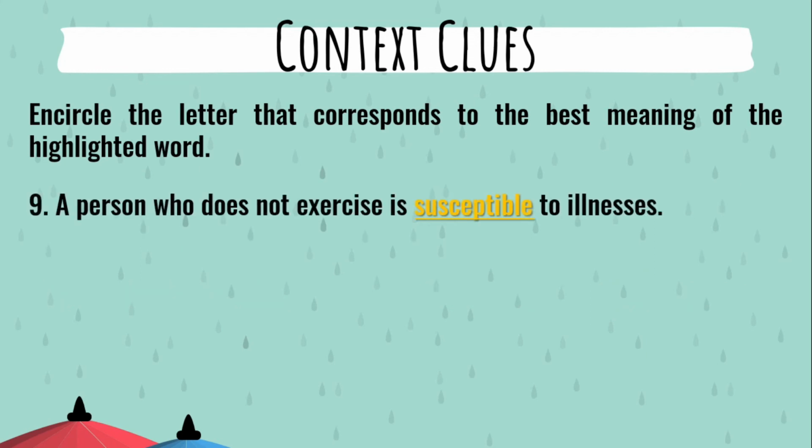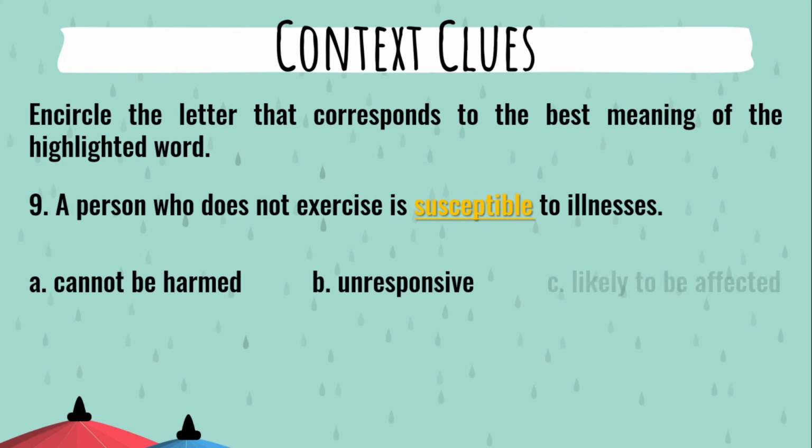Number 9. A person who does not exercise is susceptible to illnesses. What do you mean by the word susceptible? A. Cannot be harmed. B. Unresponsive. Or letter C. Likely to be affected. The answer? It's letter C. Likely to be affected.